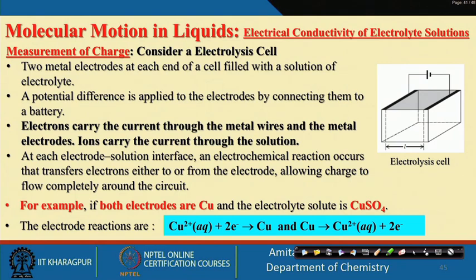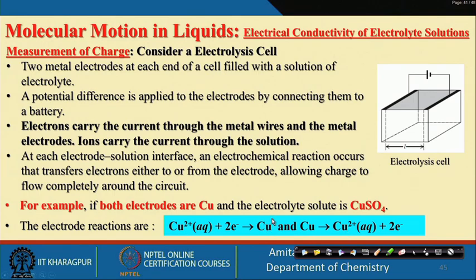Let us, for example, consider two copper electrodes, and the electrolyte solution is copper sulphate. The electrode-solution interface reactions are: the copper ions in solution gain 2 electrons to become copper 0, and the copper electrode loses 2 electrons and becomes copper ion. This is how we have deposition of copper.